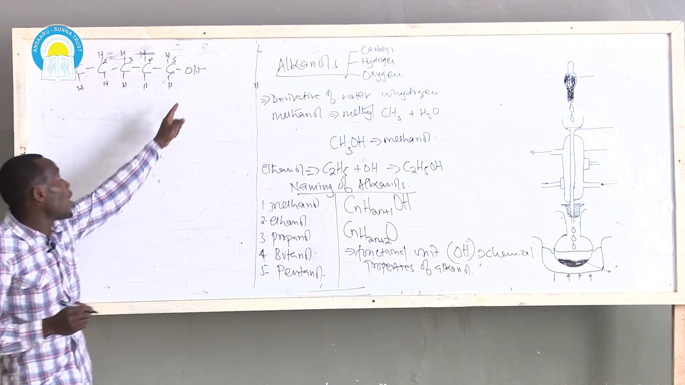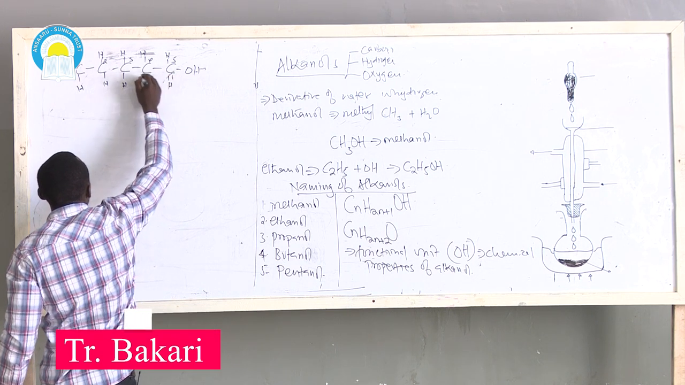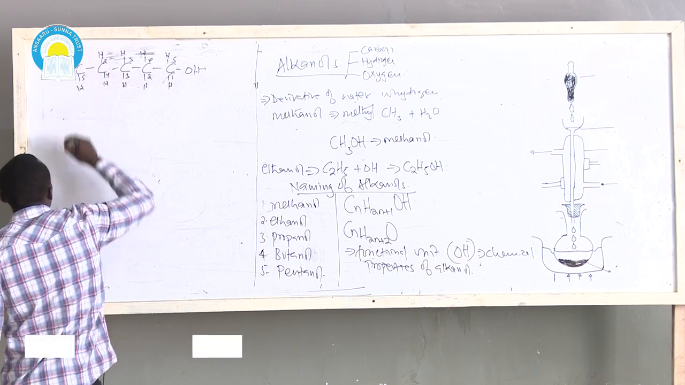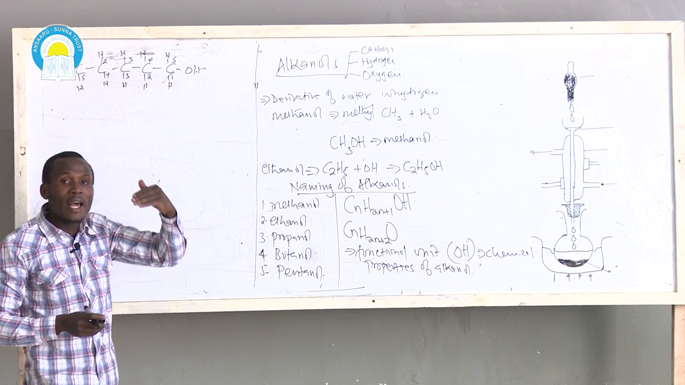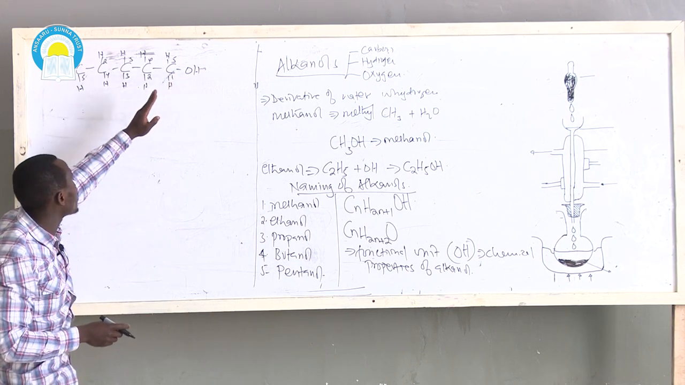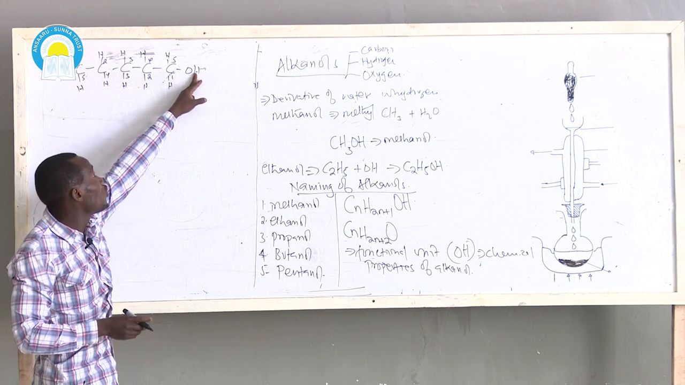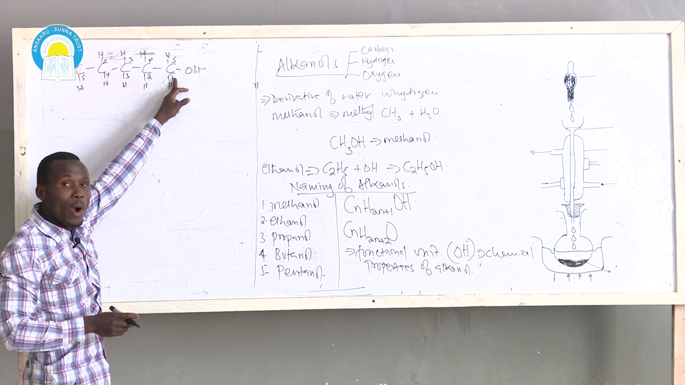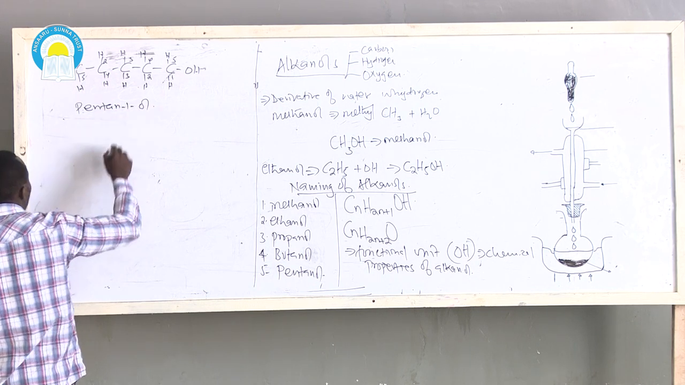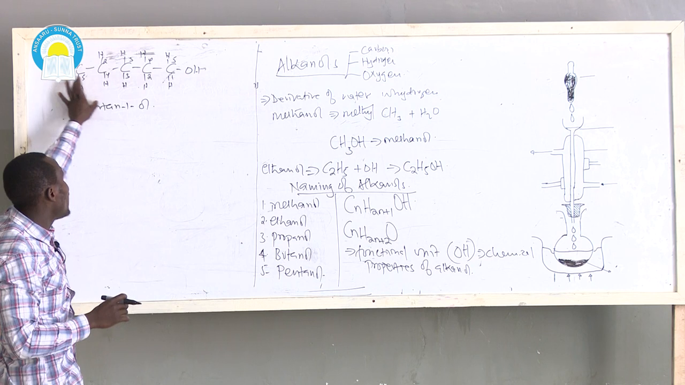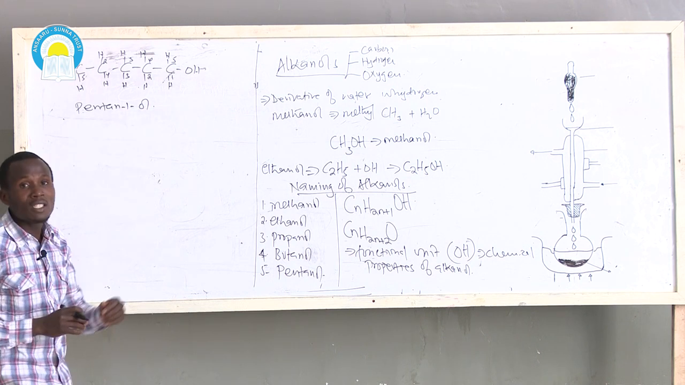So hydroxide will be found on carbon number 5. But if we start naming the carbon atoms from this end, this is carbon number 1, carbon number 2, carbon number 3, carbon number 4, carbon number 5. Therefore, you will find that the OH, which is the hydroxide, is nearer from this end. So we are going to start naming this alkanol from this end, giving the OH the lowest number possible, as on position 1. Therefore, we name it as pentanol. So that is how we name alkanols, by identifying the position of the OH and giving it the lowest number possible.